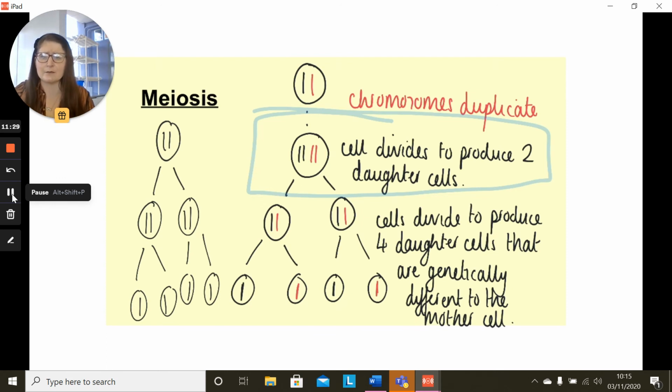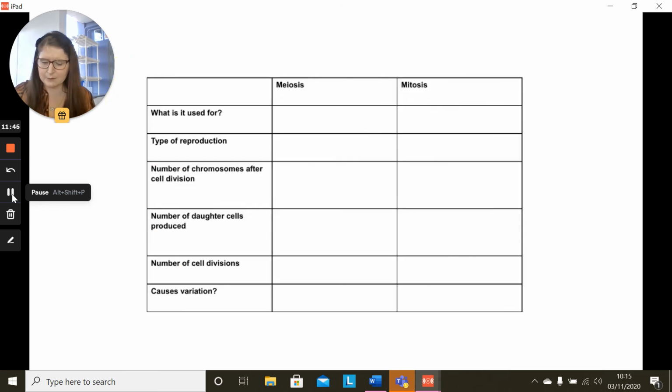But remember, in the exam, I've just done 2. They could have 40, but you would have to know that it goes to 40 and then half to 20. It's not always going to be 2. It won't always be 46, like in humans, it can change. I've got a table so that we can compare meiosis and mitosis. That'd be really, really helpful for the exam.